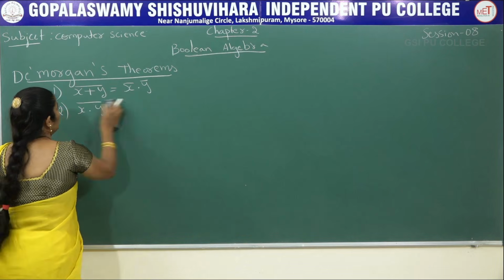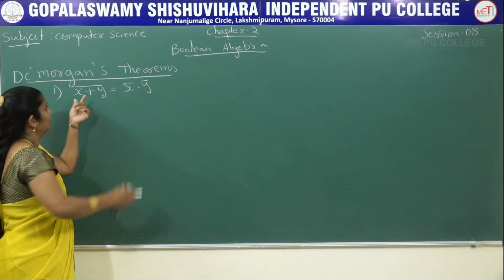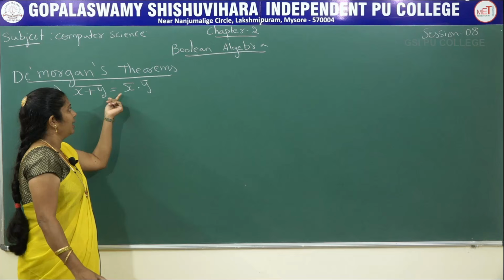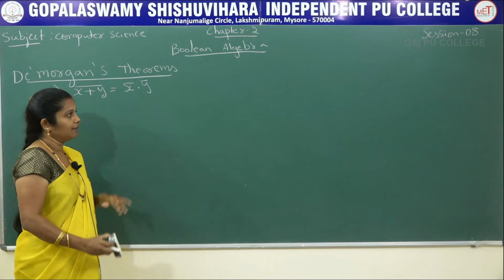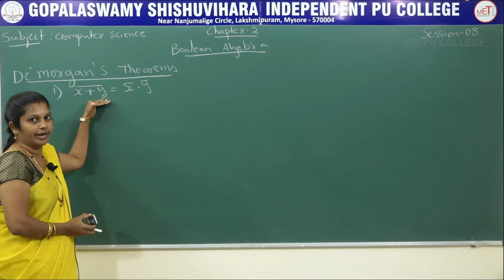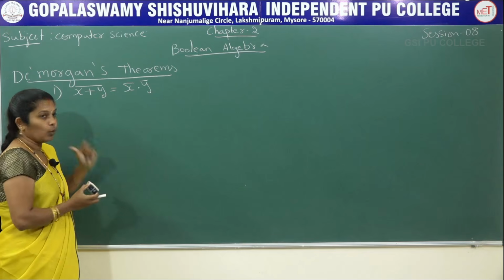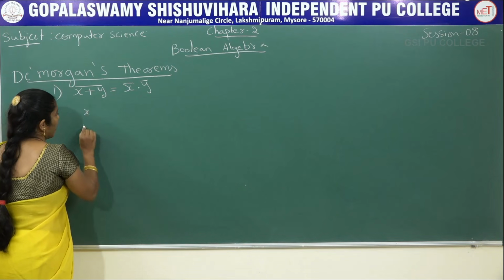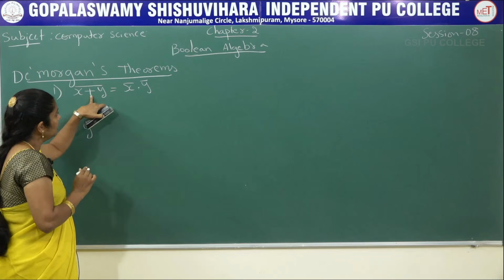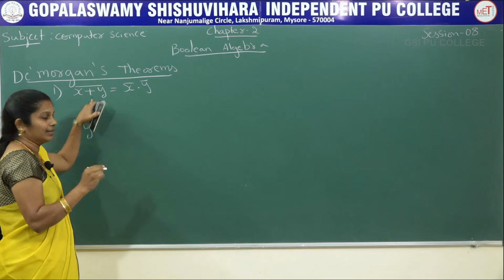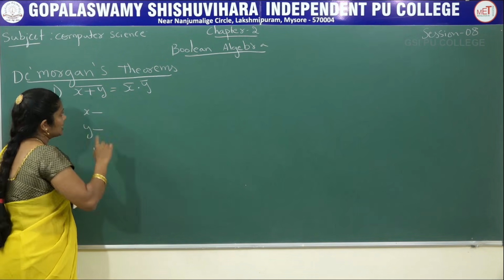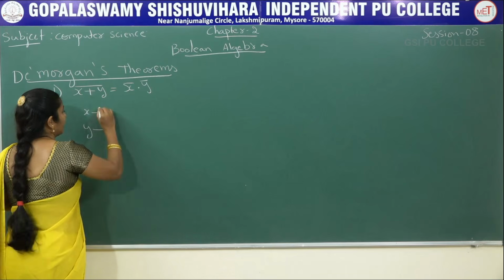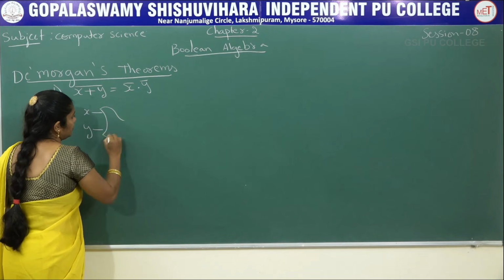One by one we will prove. First I am going to take the first one, that is x plus y whole bar equals x bar into y bar. Then how to write the circuit diagram for this one? Here how many variables do we have? Totally 2 variables, one is x and one more is y. Then in between we have the plus operator. For the plus operator you must draw the reverse C shape.